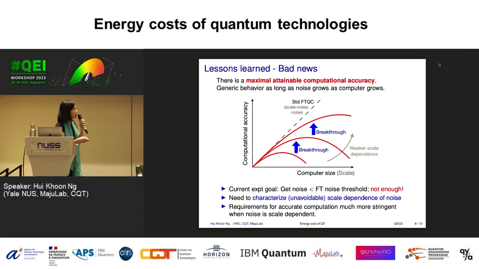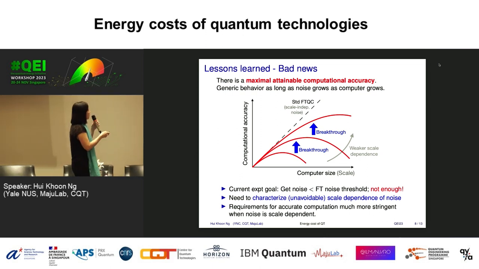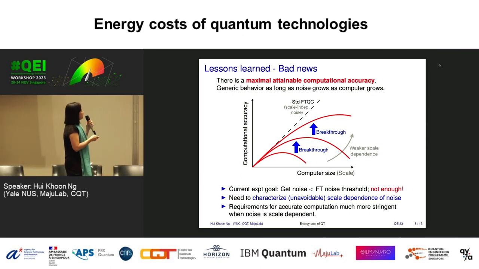What you see is that rather than having the standard fault-tolerant quantum computer picture, with computational accuracy on one axis and computer size on the other, where I just need to make my computer larger in order to make it more accurate, this dotted line is what you have for the standard fault-tolerant quantum computation. This grows without end. The reality will be that you're going to follow one of these red lines instead.